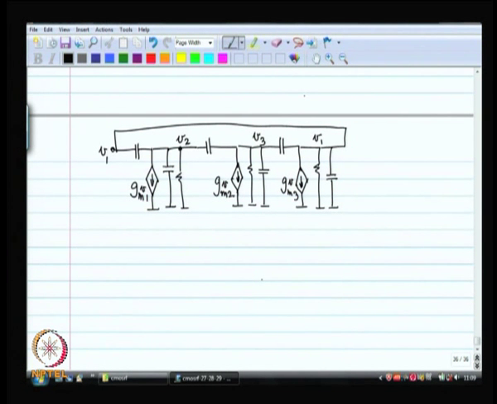Now, these gate to drain capacitors pose some kind of a problem, because they are between two terminals and not with respect to ground. Typically, you can conceive of breaking this using Miller's approximation. If I break the gate to drain capacitance using Miller's approximation, then it breaks up into A times CGD on one side, where A is the gain of each stage, and CGD on the other side. So, each node is seeing A times CGD, and each node is also seeing 1 times CGD. So, each node is seeing approximately 1 plus A times CGD, right.